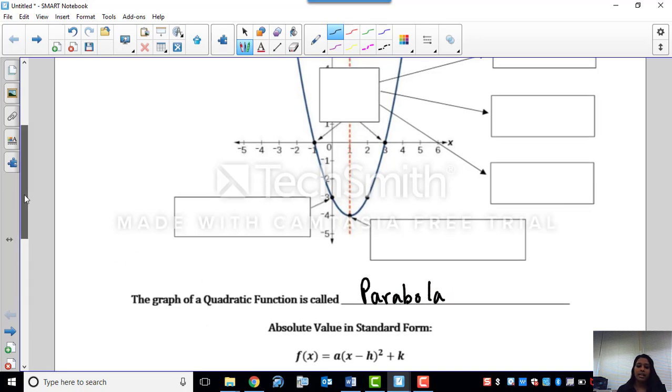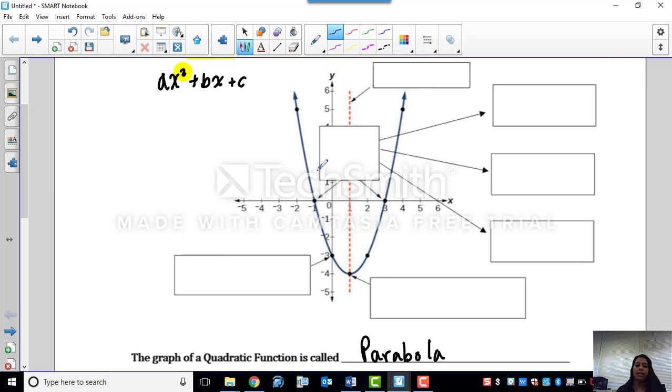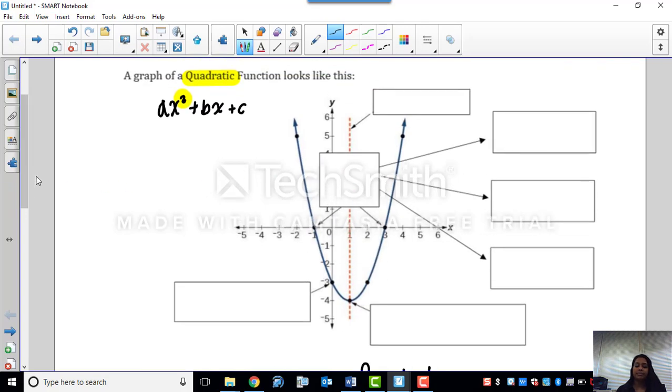So when I ask you anything about a parabola, you know I'm talking about the graph of a quadratic function. And how do you know it's a quadratic function? It's in the form ax squared plus bx plus c. Most importantly, it'll have x squared. This one in blue is the parabola I'm looking at, and I'm going to write a few things about it. Right here, the dotted line, we call the line of symmetry.